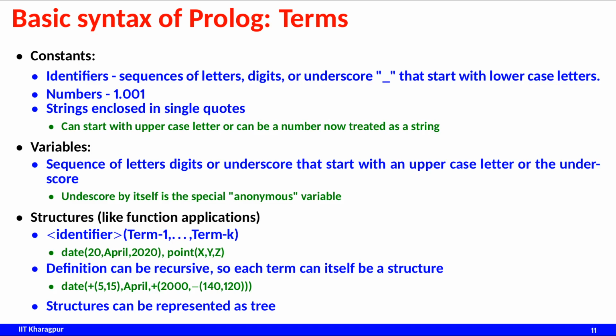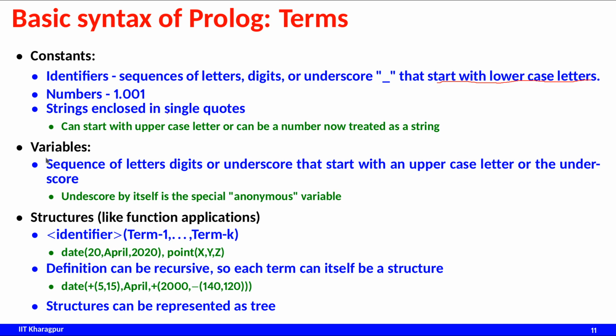Now with respect to Prolog, we can define separate things, like constants, which can be an identifier. An identifier is a sequence of letters, digits or underscores that starts with a lowercase letter. That is the typical convention followed in Prolog. We can have numbers and strings enclosed in single quotes. Strings can start with an uppercase letter or be a number, and are treated as a string if given within single quotes.